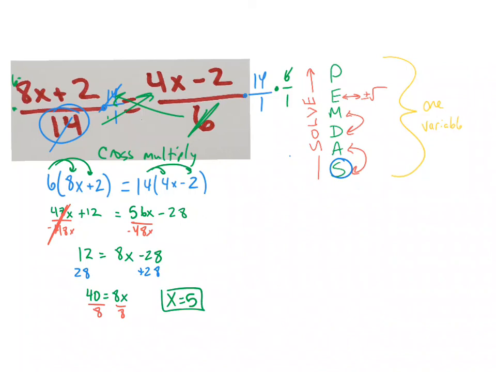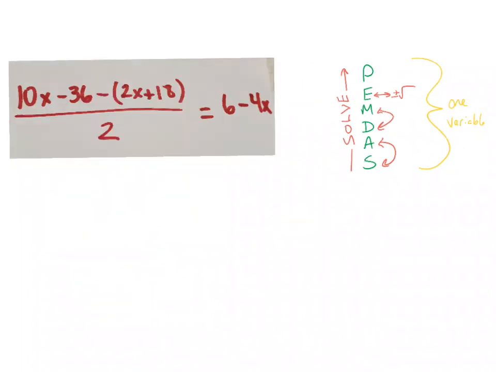Now, if I want to check my work, I can. I'm just going to put 5 in right here and 5 in right here. So the left side would be 8 times 5, which is 40. 40 plus 2 is 42. 42 divided by 14 is 3. That's the left side. The right side, 4 times 5 is 20. 20 minus 2 is 18. 18 over 6 is 3. So it does work out if you plug it in. It is a good answer. All right, that's it. All right, last one.